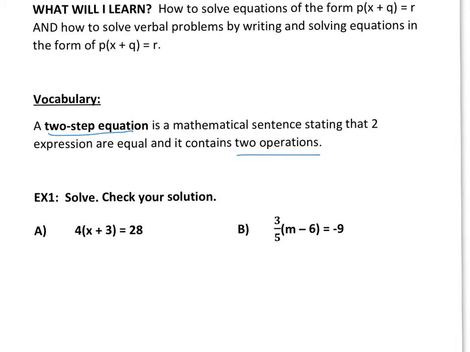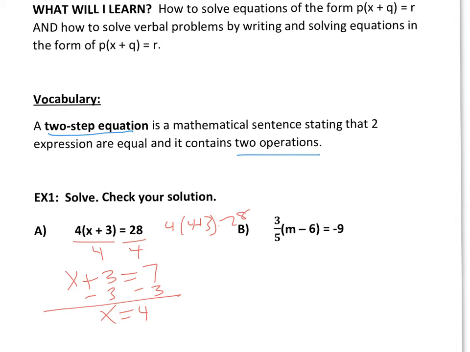So for letter A, the first step we're going to do is divide each side by 4 because this is the division property. So we're left with x plus 3 equals 28 divided by 4, which is 7. We then can subtract 3 from each side, and we have x equals 4. So now let's check our solution. We have 4(4 + 3) = 28. In this case, 4 plus 3 is 7. So 4 times 7 does equal 28. So yes, this is a correct solution.